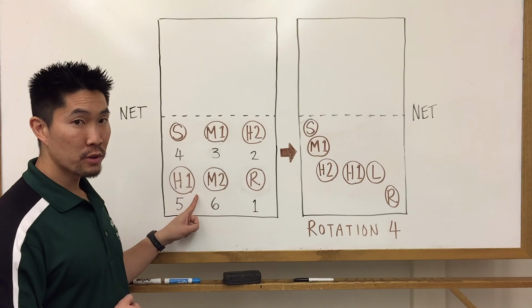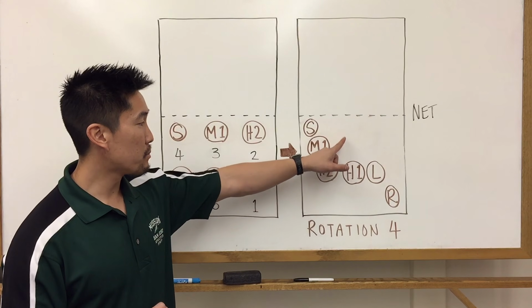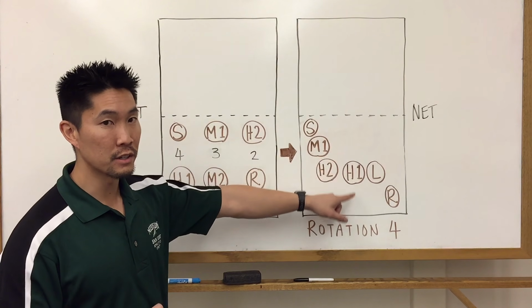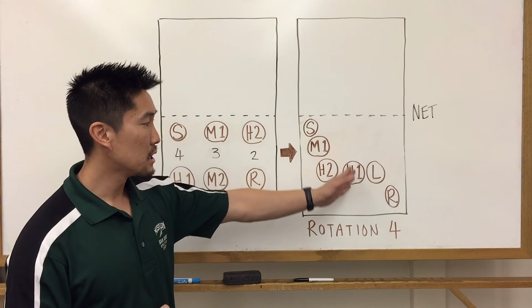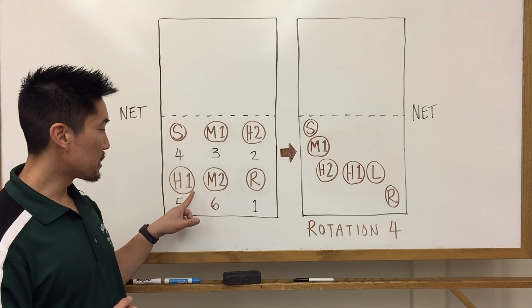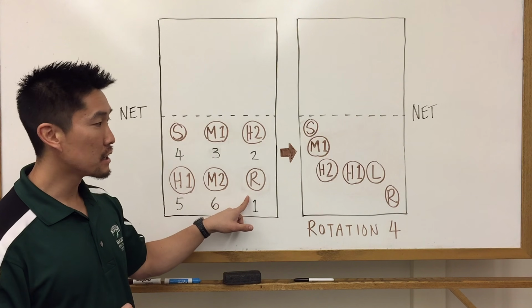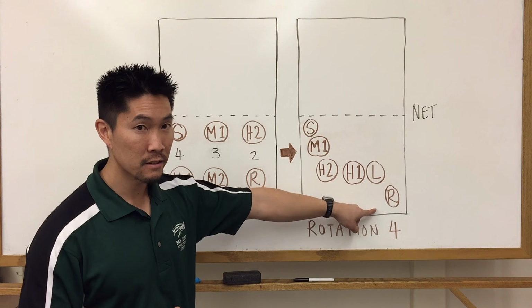Here you'll see that the H1 is not restricted by the H2, so the H1 can move up and down as freely as they want in serve-receive without having to worry about overlapping the H2 front or back. The libero for the M2 is restricted by the H1 and the right side, so the libero must stay in between the H1 and the right side.